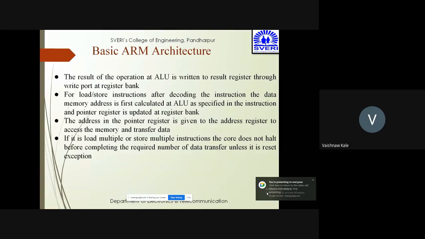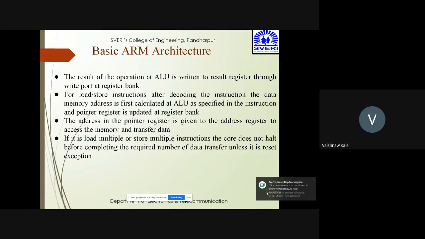register bank. You always remember that the two operands can be read with the help of two read ports, and the result can be stored in a result register through the write port in the register bank. That is the most important thing which you have to understand.